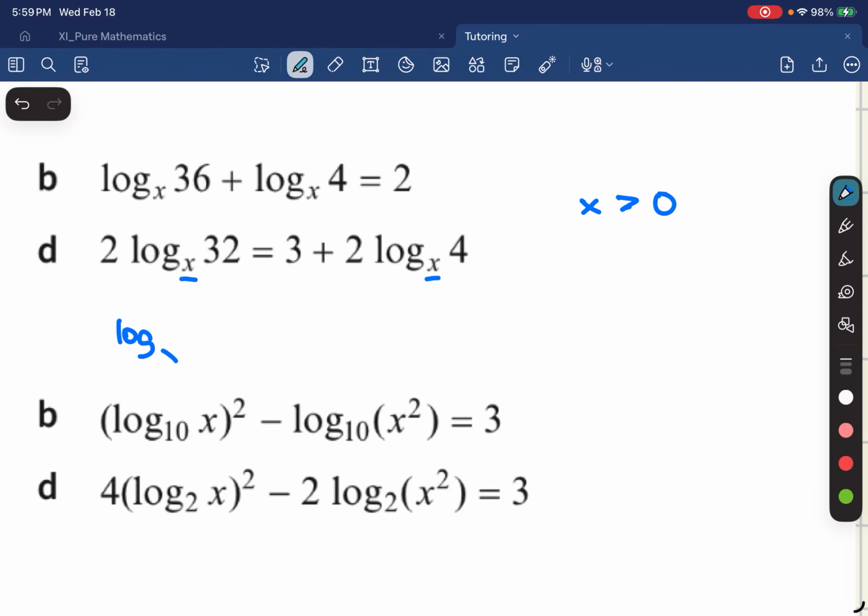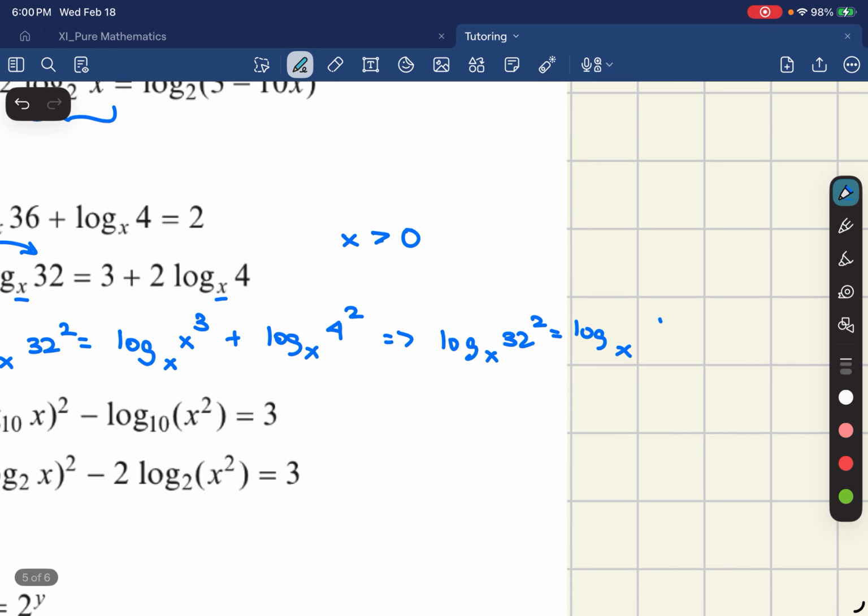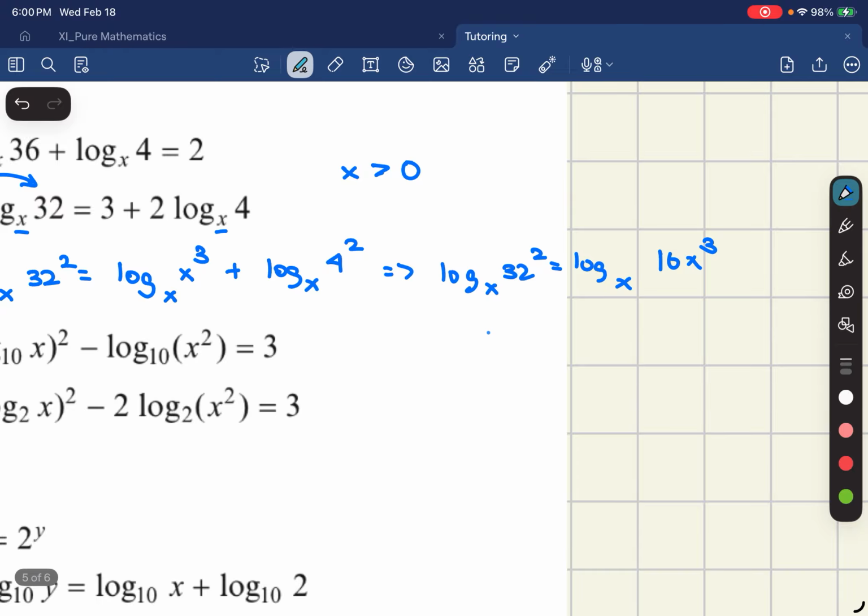So log base x of 32 squared is log base x of... I'm putting the square here. I can write 3 as 3 log base x of x, right? Because you can bring the 2 to the front, and log base x of x cubed is just x cubed. And this will simplify to just 3 plus log base x of 4 squared, which is 16. And now I can simplify. I can write this as log base x of 32 squared is equal to log base x of 16x cubed.